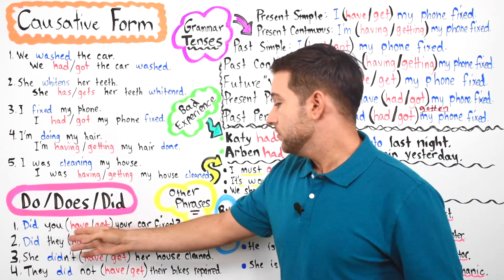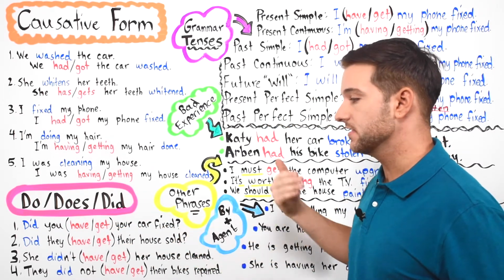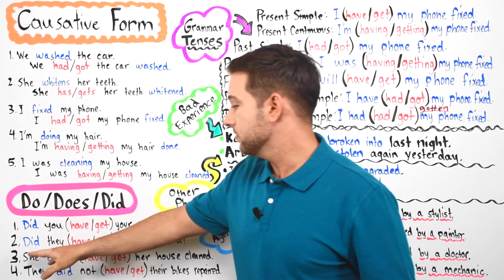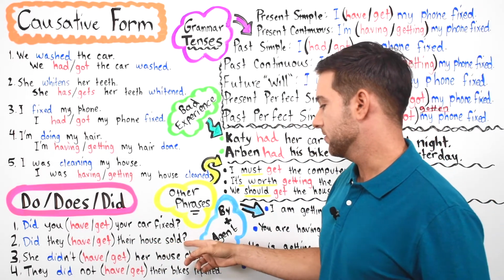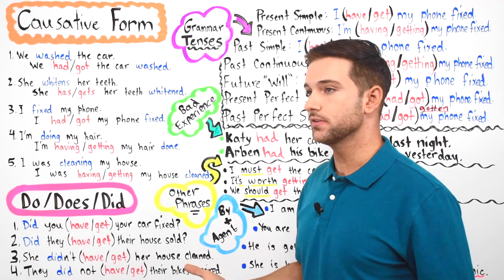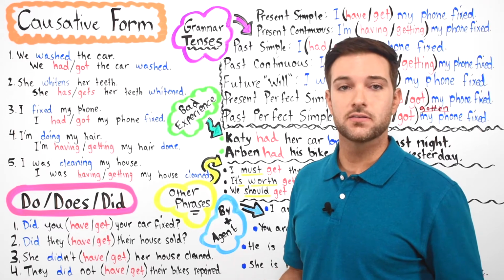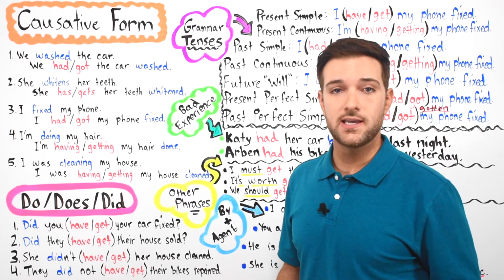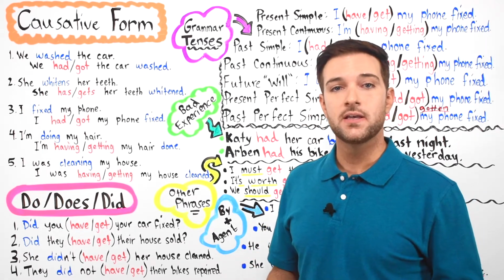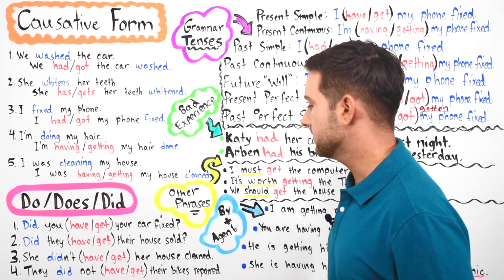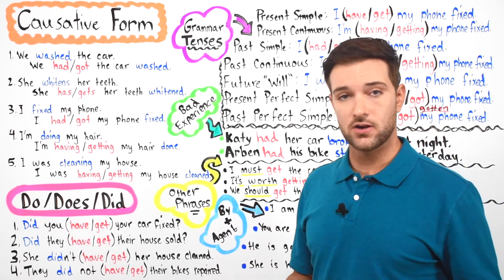For example, did you have your car fixed? Did you get your car fixed? Okay, now we're talking about somebody else fixing your car, right? Not you. Number two, did they have their house sold? Did they get their house sold? Okay, so somebody else is selling their house or has sold their house. It's a question. Did they get their house sold? By who? Who would sell their house? By a real estate agent. Okay, a real estate agent is a person who you hire, whose job it is to sell somebody's house. And did you have your car fixed? Who would fix your car? A mechanic, a car mechanic.